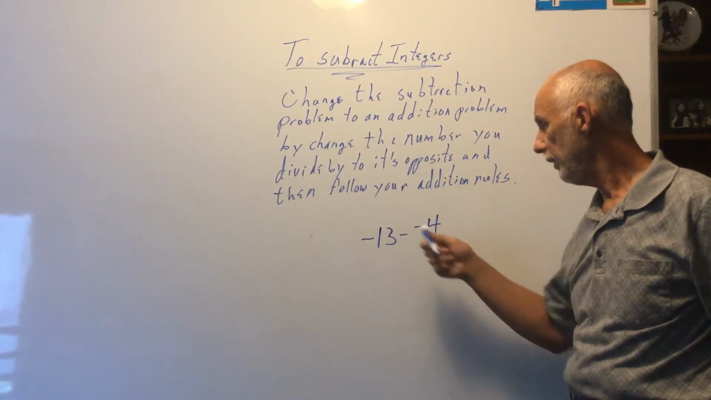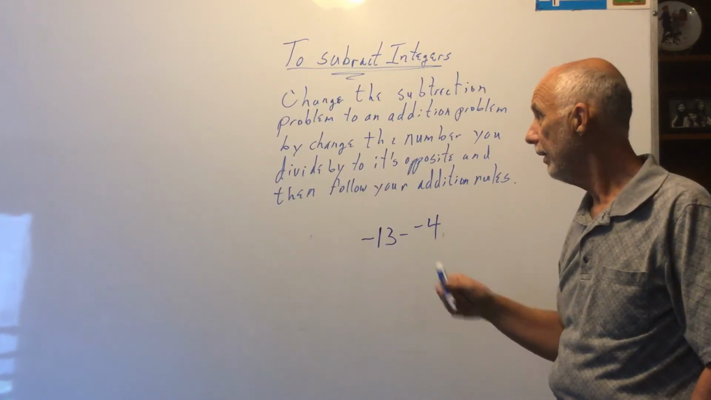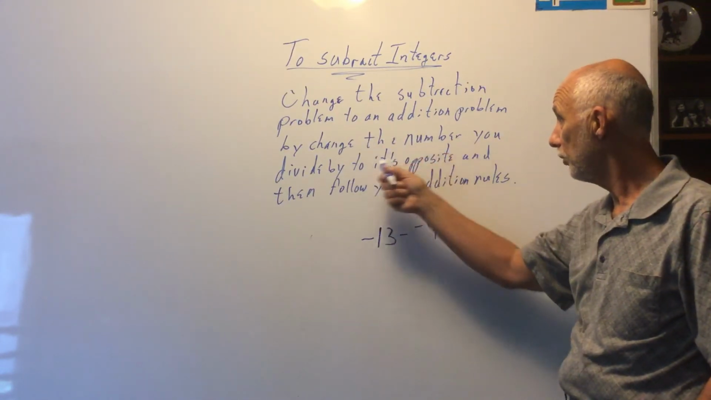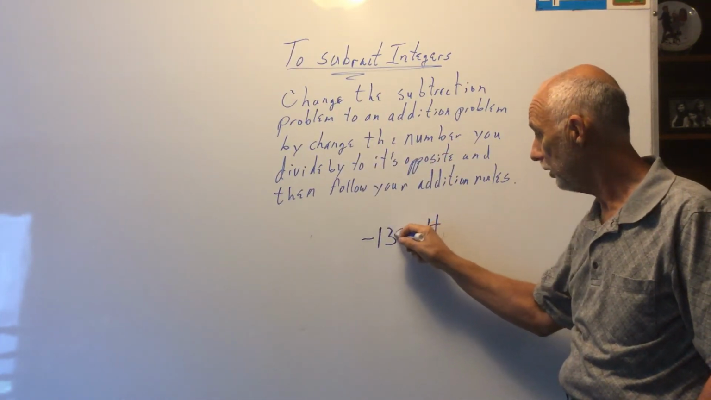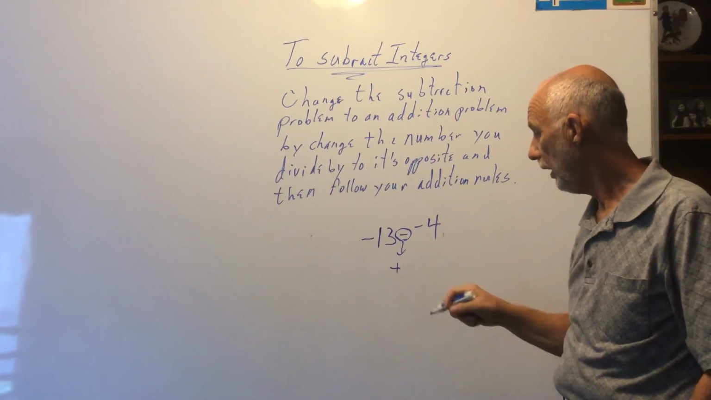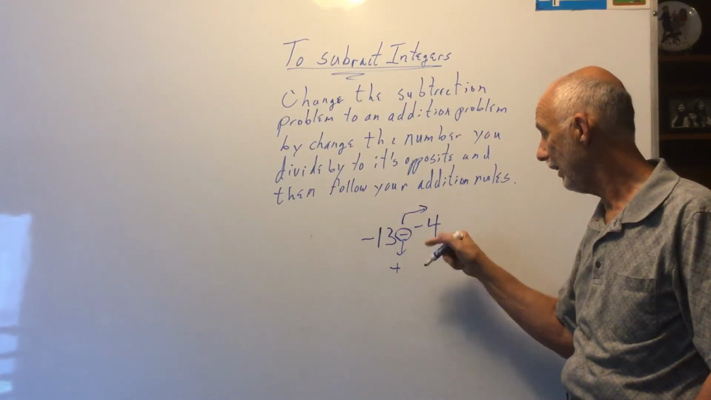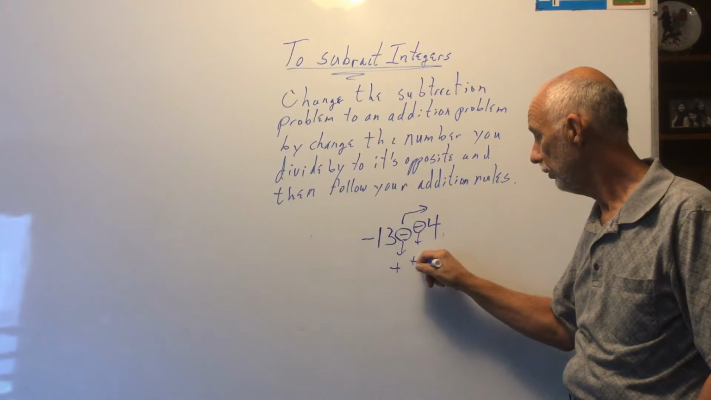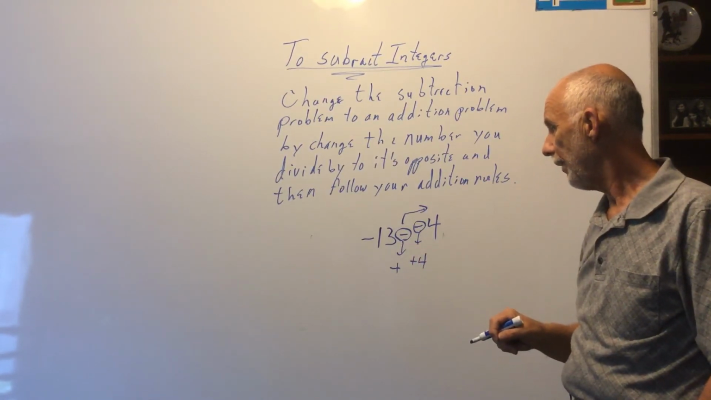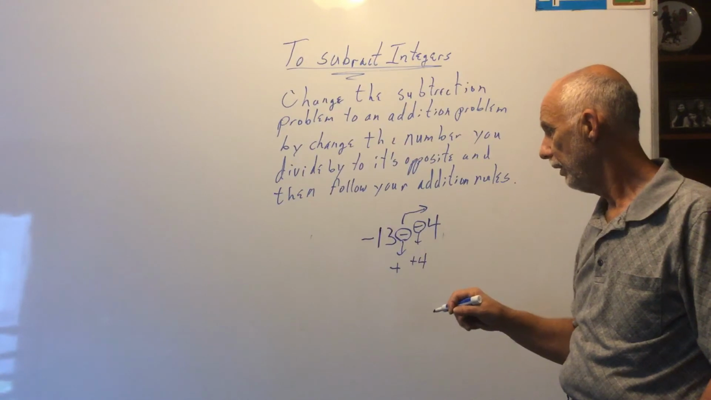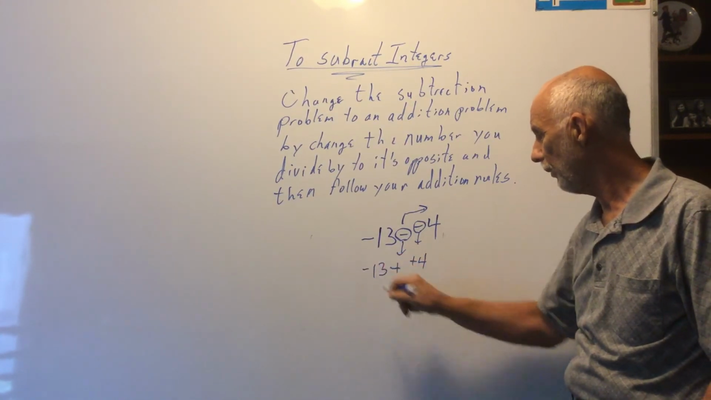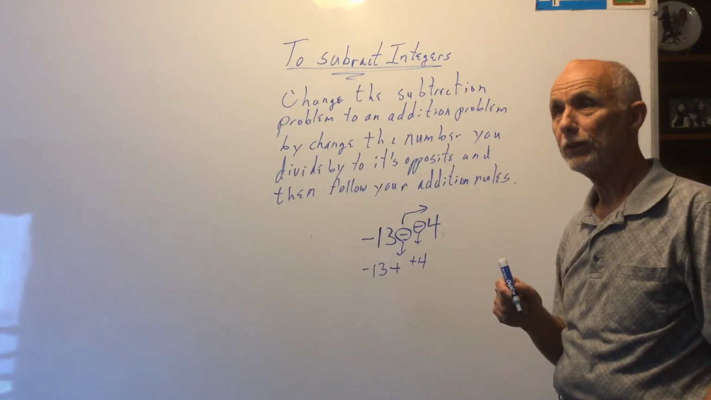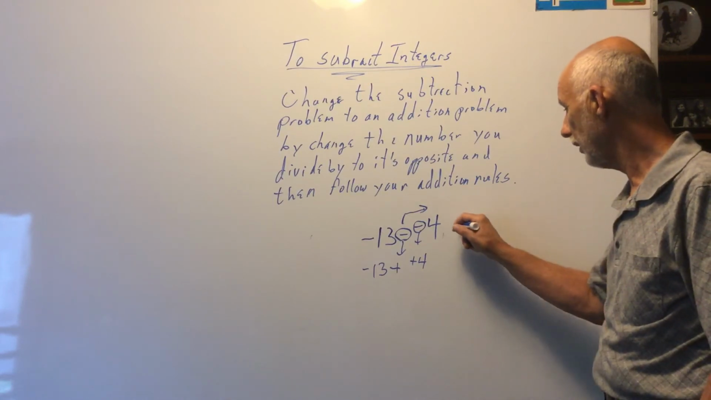Again, if you had a -13 minus a -4, change the subtraction problem to an addition problem first by changing the number you subtract by to its opposite. So subtraction becomes addition, and the number I'm subtracting by in the back becomes its opposite. What's the opposite of a -4? A +4. And then a -13 stays a -13. By the way, now I have a negative plus a positive. What's the integer rule for a negative plus a positive? Subtract and take the sign of the larger amount.